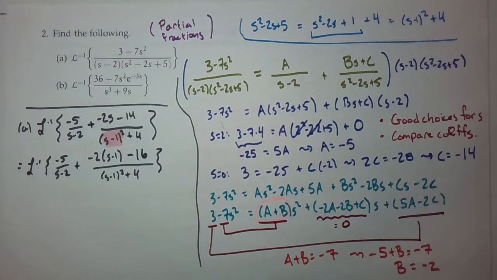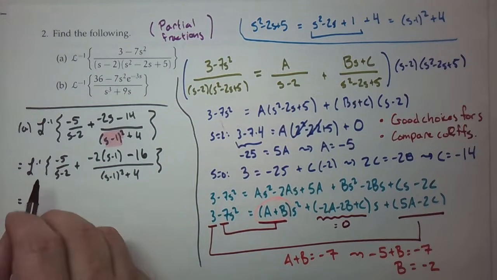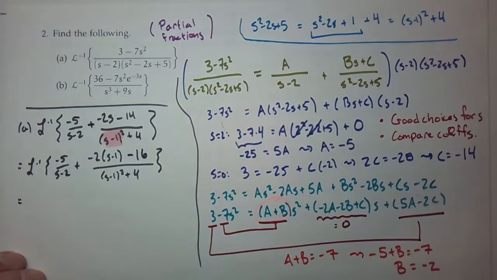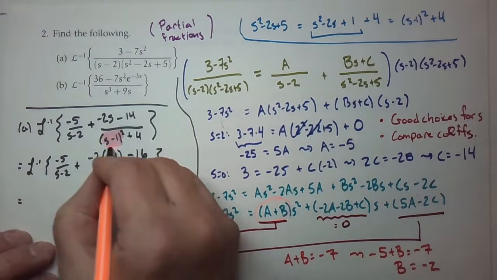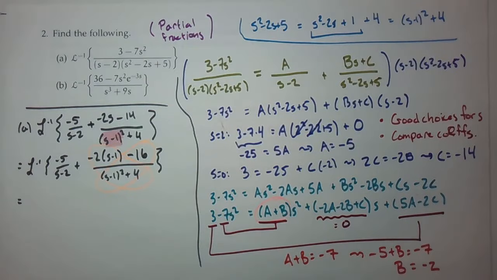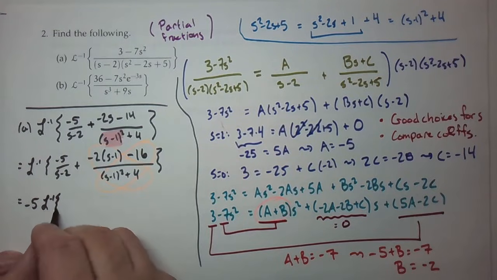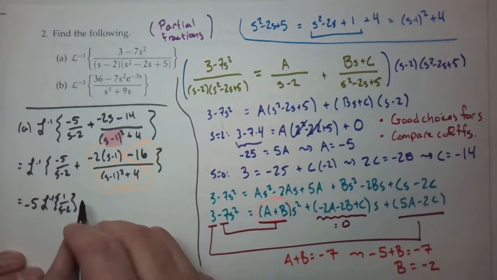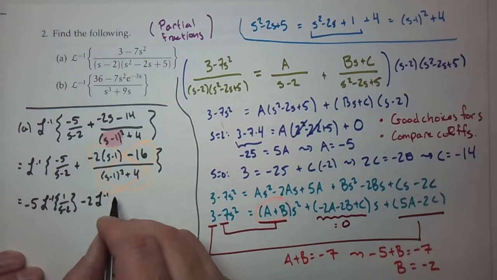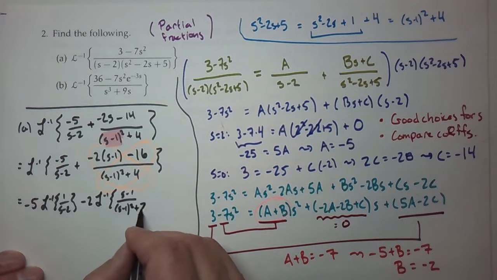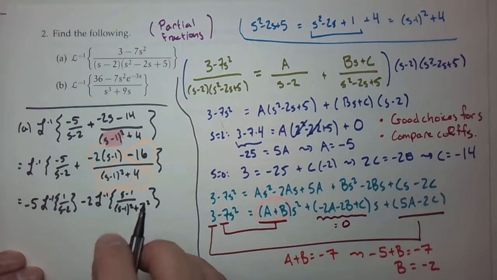All right, we're almost ready to go and write down our final answer. We're going to use the fact that we can break up over addition, and we're really going to think of this second part as 2 pieces. We're going to break it up into 2 ways. So the part where the numerator has S minus 1, the part where the numerator doesn't have the S minus 1. So we have negative 5, inverse Laplace, 1 over S minus 2, minus 2, inverse Laplace, S minus 1 over S minus 1 squared, and 4 I'll write as 2 squared just so we can spot it in our formula.